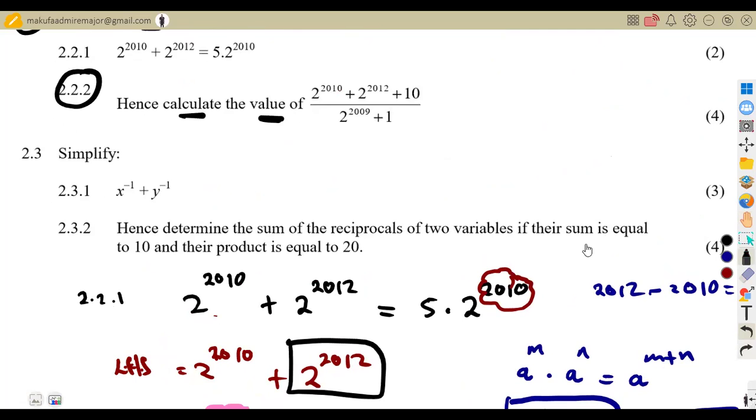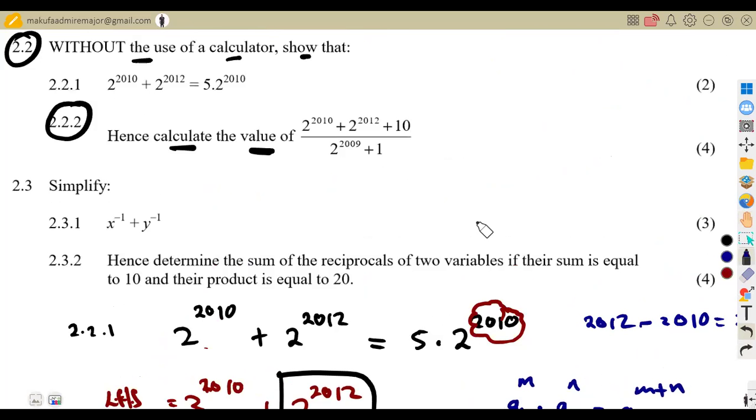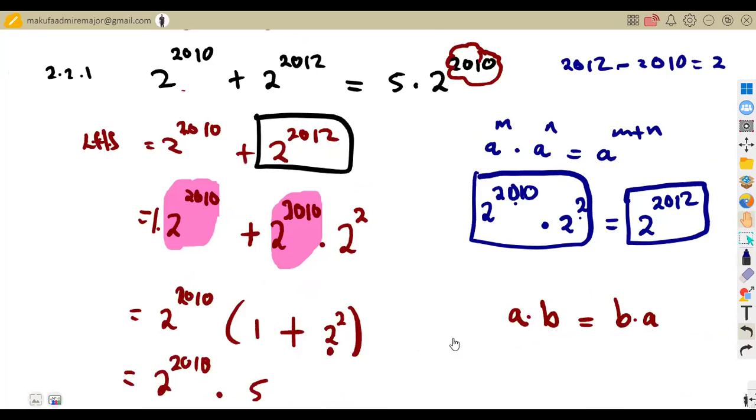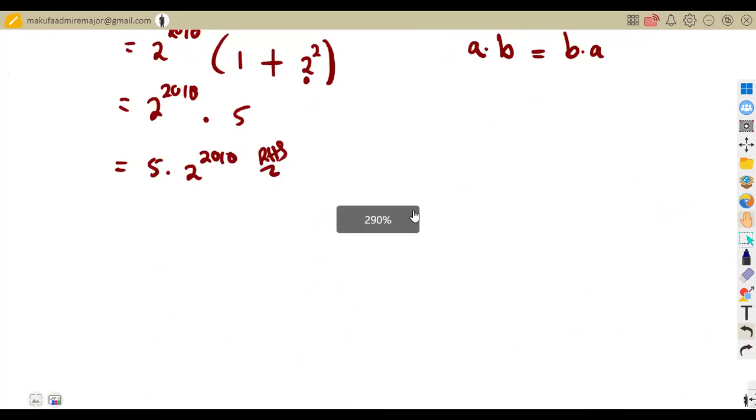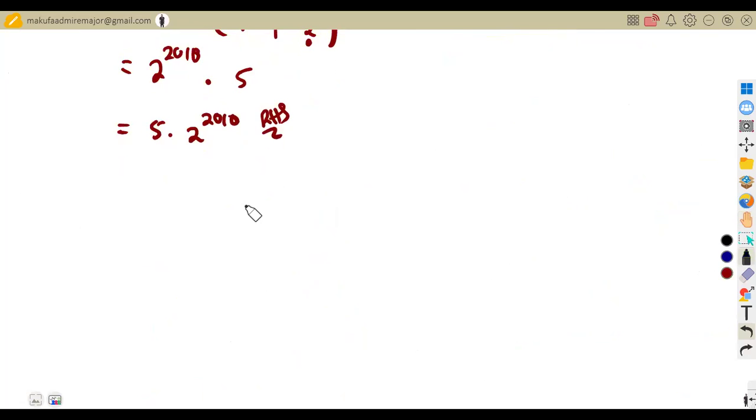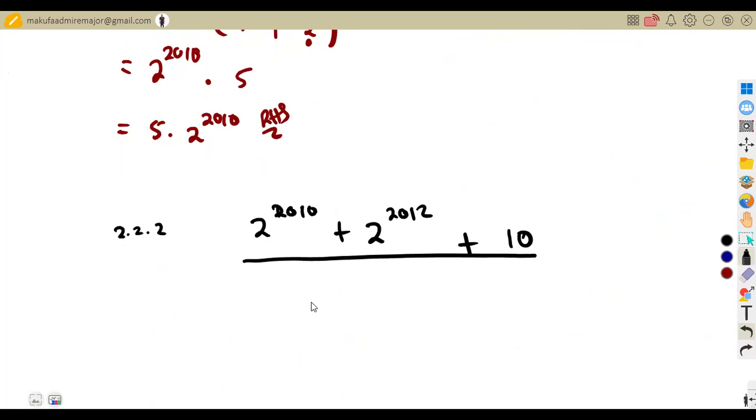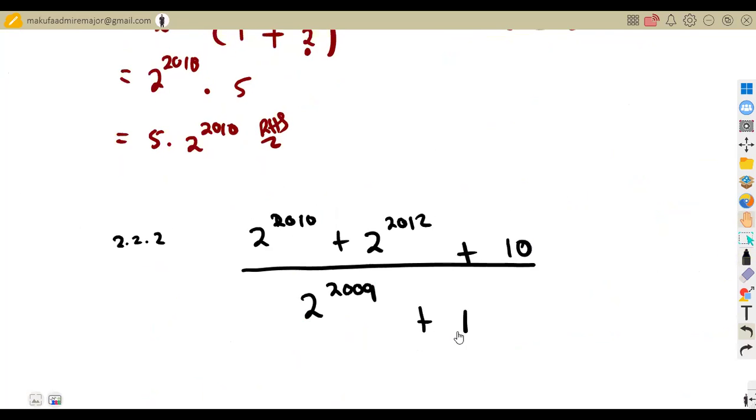All right. So if we check here, I want us to see something. This is the one that they want us to calculate. Let us just rewrite our question. They are saying, hence, it's a continuation, so from what we already have. So this is 2.22. We are asked to simplify 2 to the exponent of 2010 plus 2 to the exponent of 2012, all over 2 to the exponent of 2009 plus 1. That is the one that we have here.